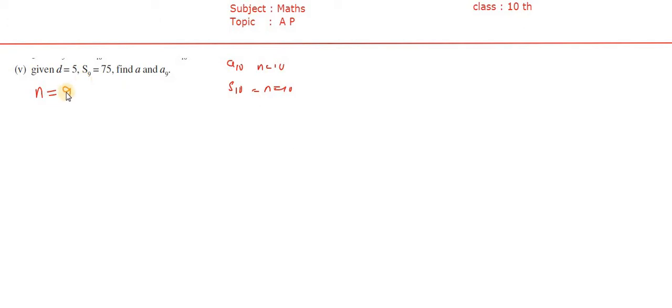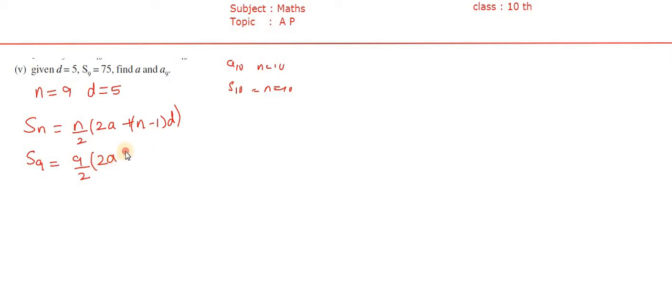So you should remember that. Now we know that n is equal to 9 and d is equal to 5. We need to find a9 and also a. They have given S9. We know Sn is equal to n by 2 into 2a plus n minus 1 into d. Now we substitute: S9 is equal to 9 by 2 into 2 into a, whose value we don't know so we write it as it is, plus n minus 1, where n is 9, and d is 5.